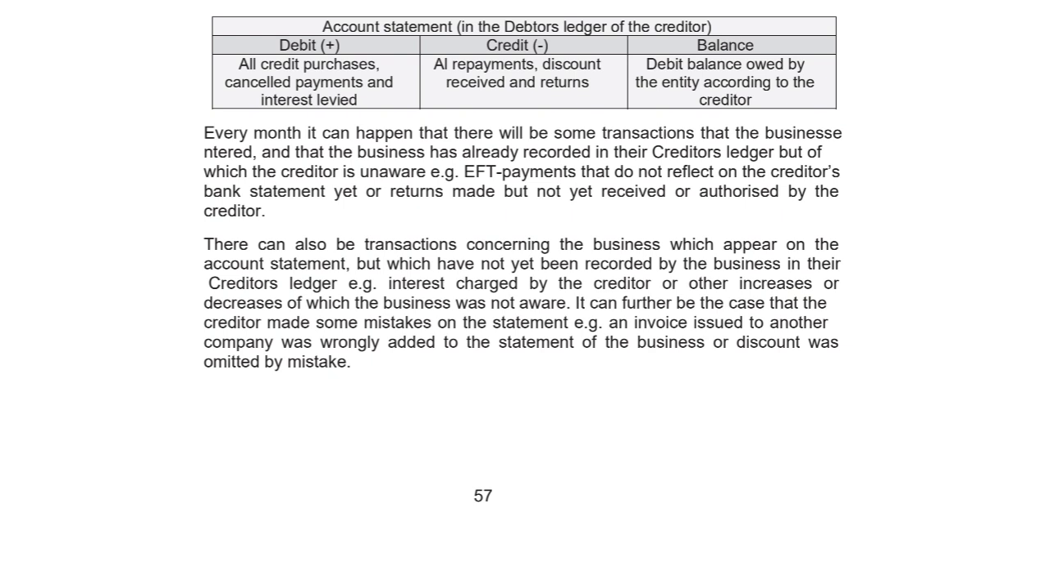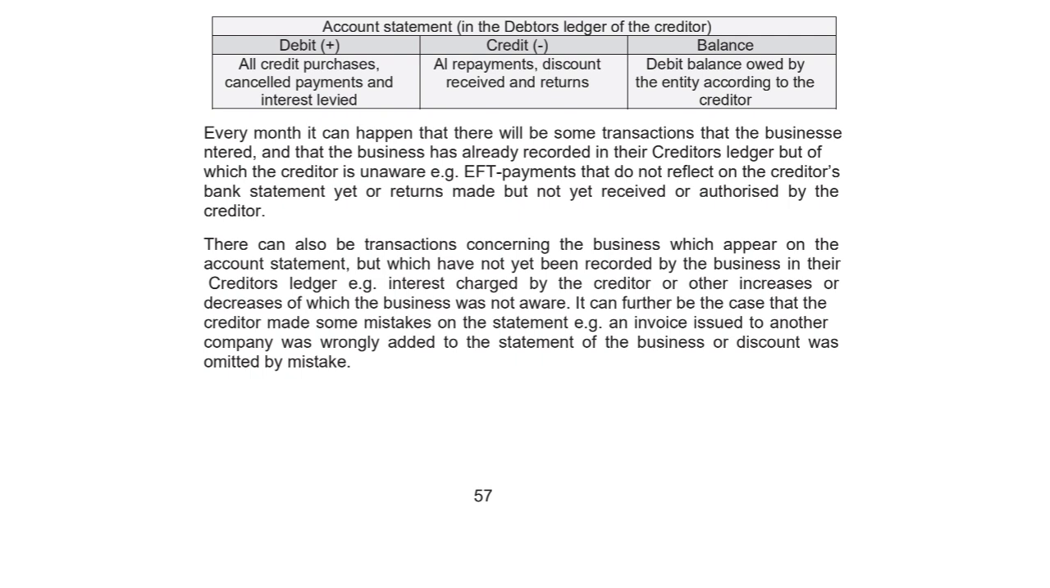Account statement in the debtors ledger of the creditor. Debits will be all credit purchases, cancelled payments and interest received. Credits will be your minuses, will be all repayments, discount received and returns.